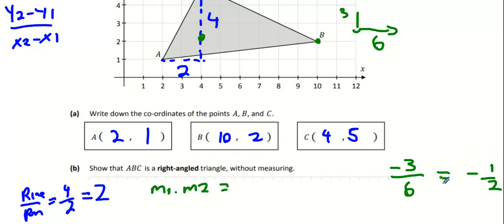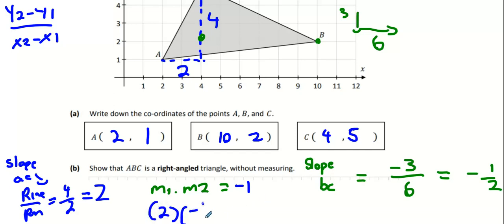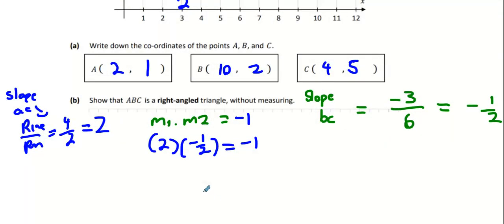So slope BC, and the blue one is slope AC. Okay, now we do m1 by m2. If you multiply your two slopes by each other and they equal -1, then you know that they are perpendicular to each other. So that's the test. So you multiply them by each other, you get -1 equals -1, and therefore it follows they are perpendicular.